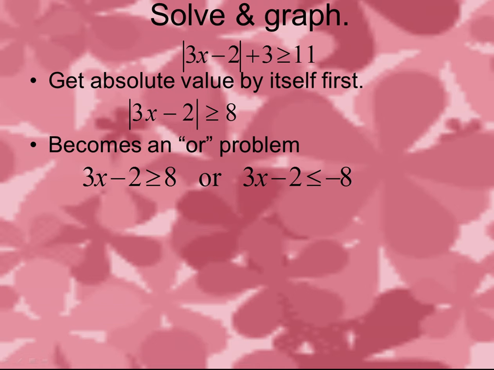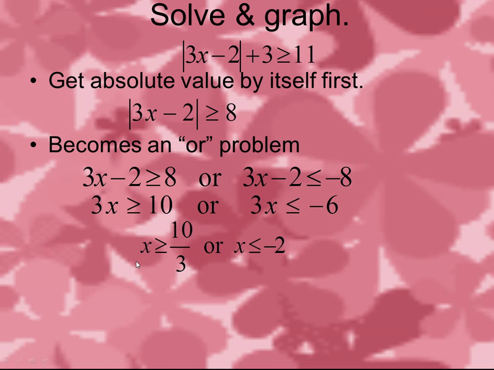So if we add 2 to both sides, the 3x minus 2 is greater than or equal to 8. If I add 2, I get 10 on the right side. I could divide by 3 and get x is greater than or equal to 10/3. So that's part of my answer. If I look at the other situation, if I add 2 to negative 8, I get negative 6. Divide by 3 and I get x is less than or equal to negative 2.